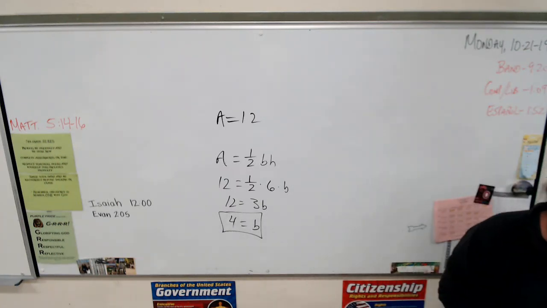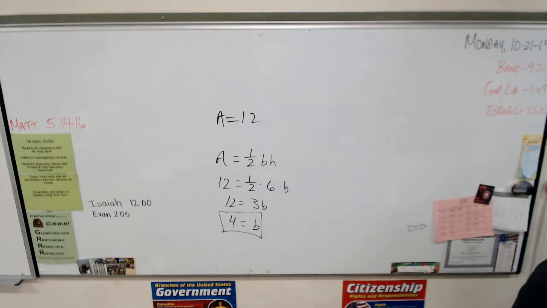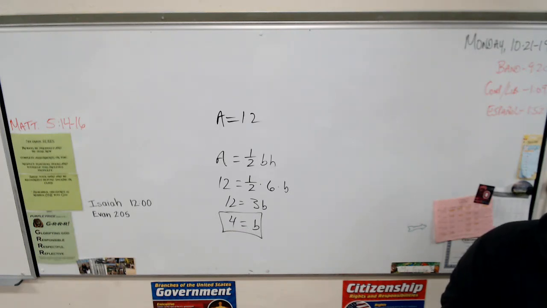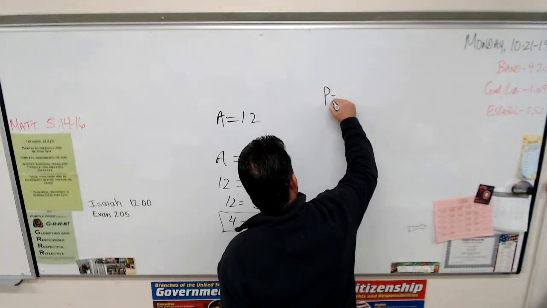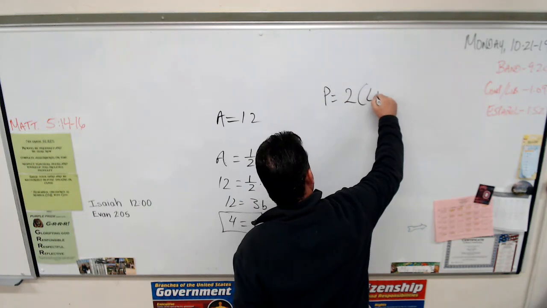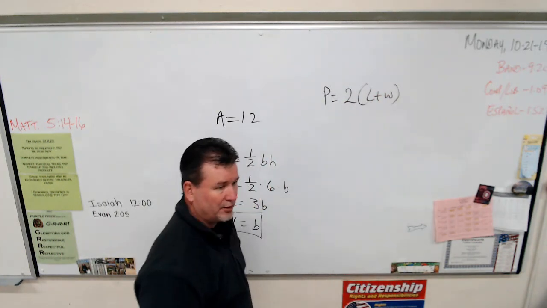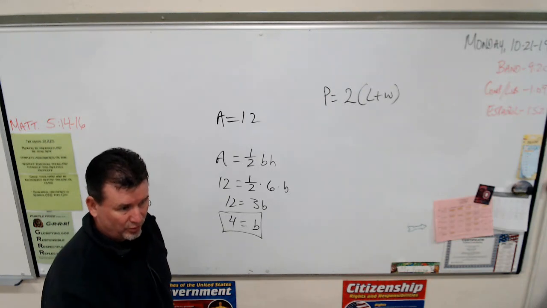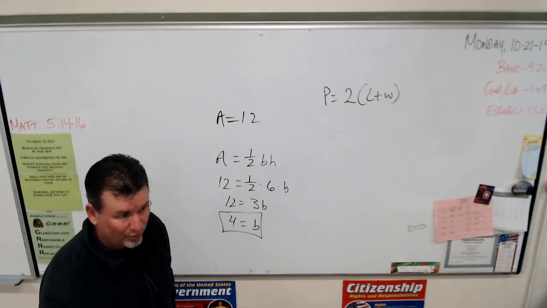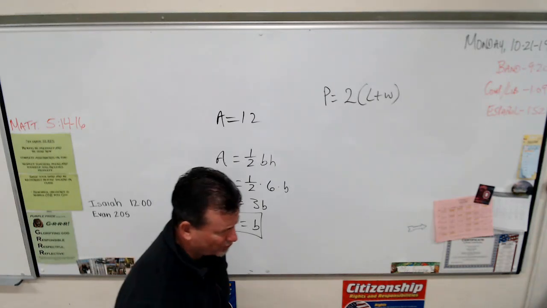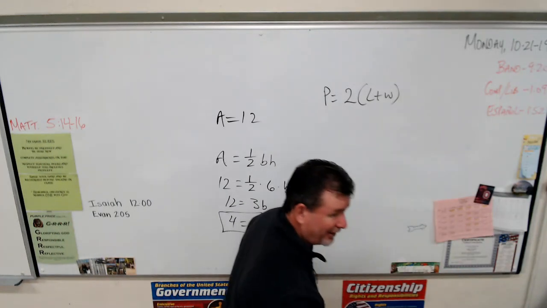All right, number 12, speaking of 12. What is y if the width of that rectangle is 9 and the perimeter is 44? Perimeter of a rectangle is 2 times L plus W. They gave us the width, and they also gave us the perimeter.